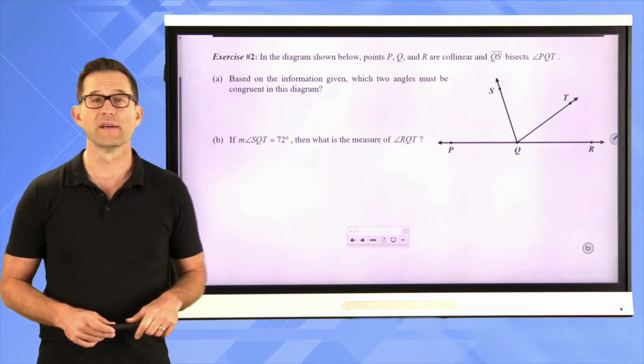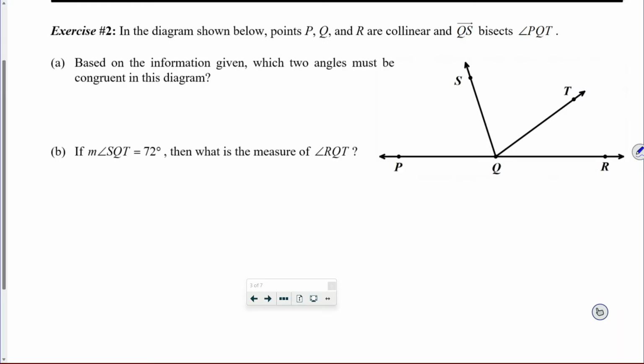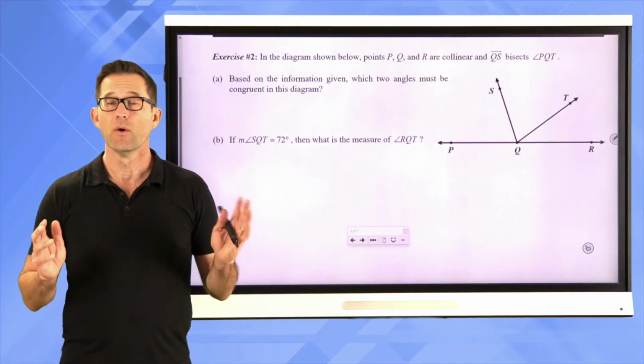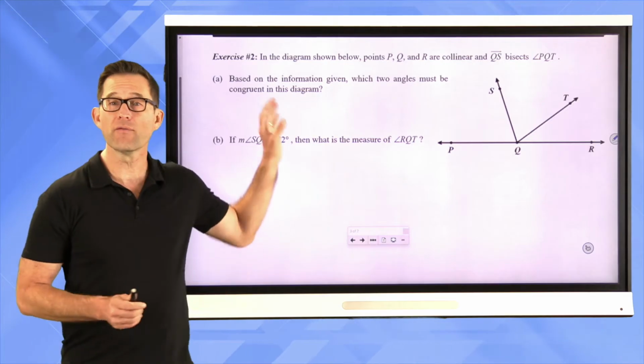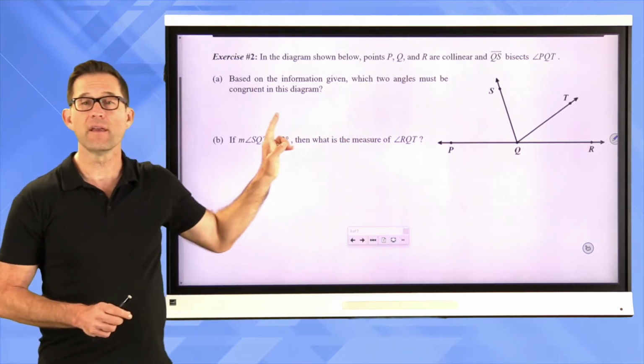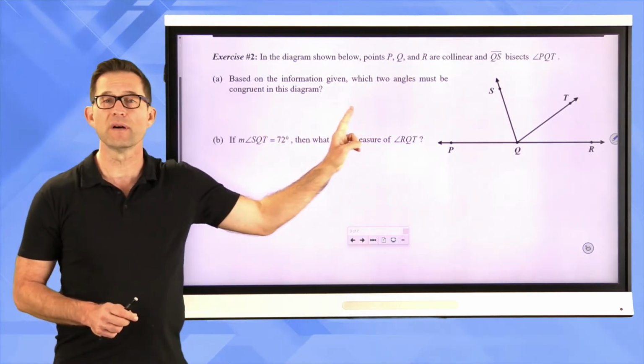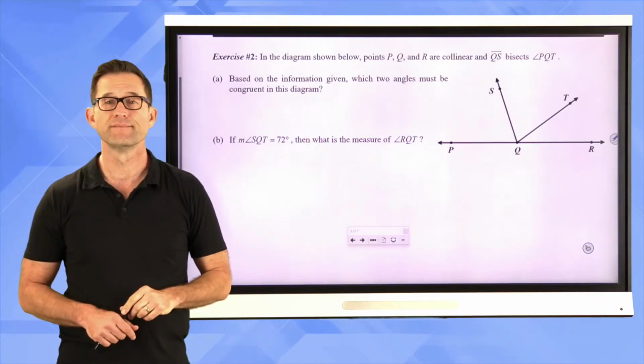Let's take a look at exercise number 2. In the diagram shown below, points P, Q, and R are collinear, and ray QS bisects angle PQT. Letter A. Based on the information given, which two angles must be congruent in this diagram? Awesome. Well, make sure to read through everything that you're told here, and then write down two angles that must be congruent based on what you're told.